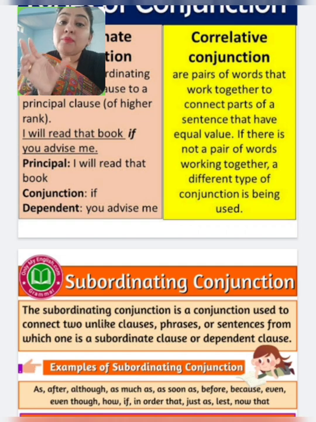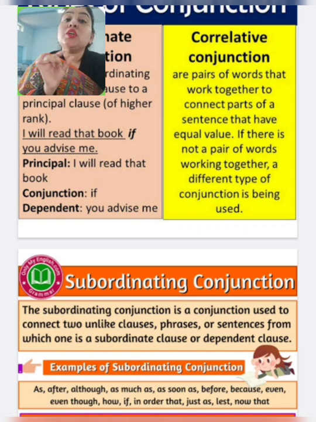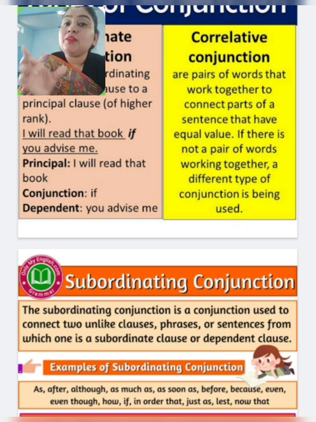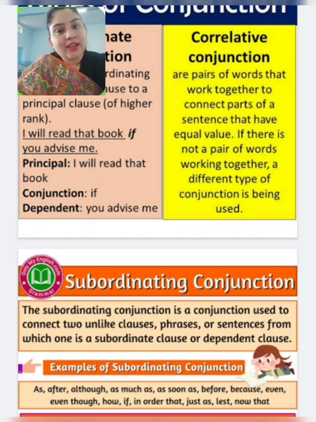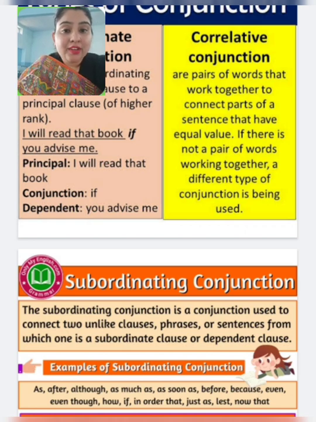Right? So यहाँ पे जो principal, जो main sentence part का sentence है वो क्या है? I will read that book. So here "if" is a subordinating conjunction. Means अगर हम if use करेंगे तभी वो sentence और अच्छी तरह से समझ में आ सकता है. Right? Now see here, the principal clause is I will read that book. The conjunction is "if" and the dependent clause is you advise me.